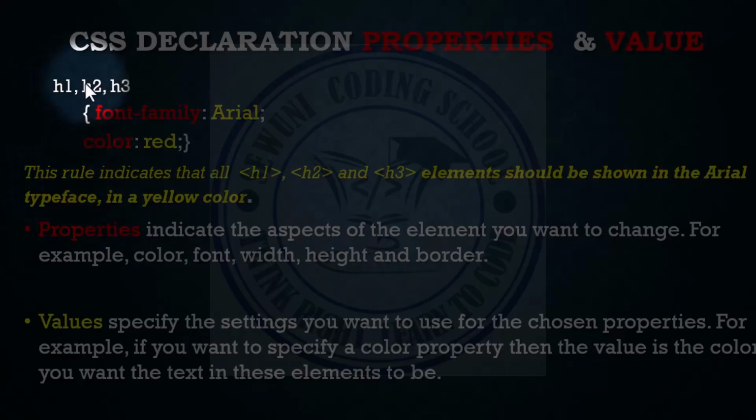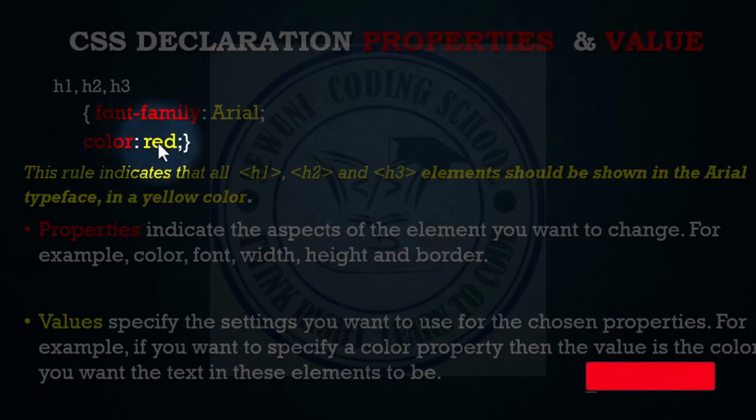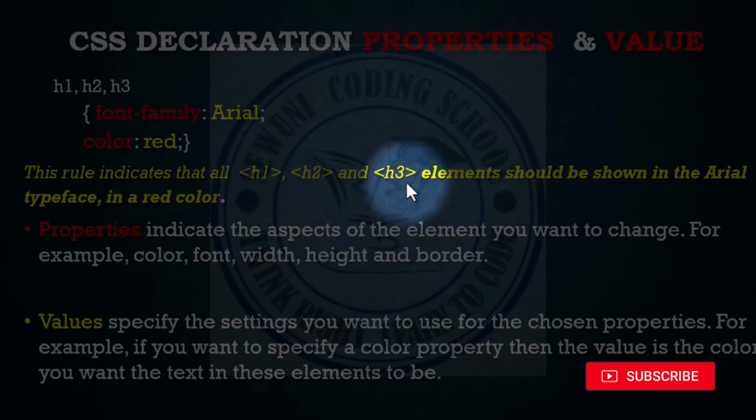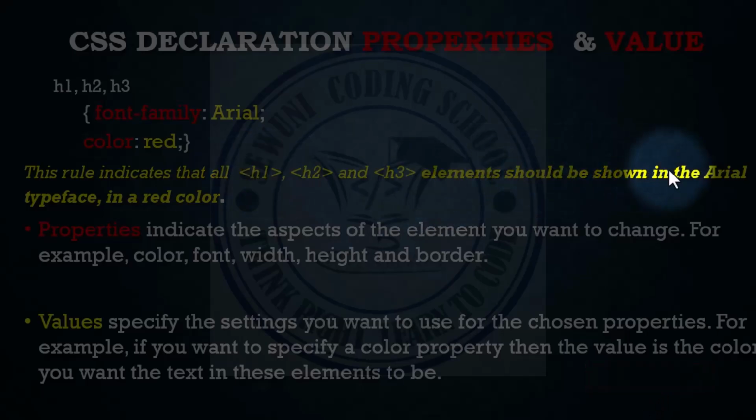So H1, H2 and H3, which means heading 1, heading 2, and the third level heading, should have a property of what? Font family and a value of Arial. Another property is color. It should be in red. This rule indicates that all H1 to H3 elements should be shown in Arial and in red color. I'll give an example where I have used this particular rule.